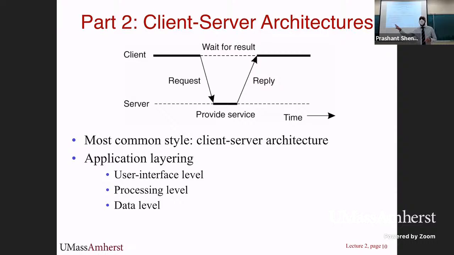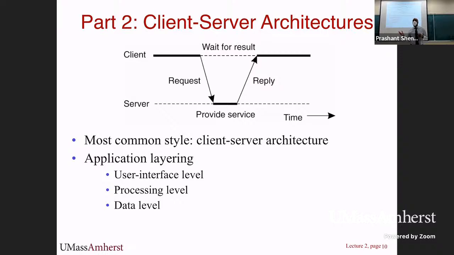As is shown here, the client will make requests, and your server is going to take that request, process it, and send back a reply. The request and the reply go over a network. Now the important thing we are going to talk about is what part of the application resides at the client and what part resides at the server. How do you take an application as a whole and decide what goes at the client end and what goes at the server end?